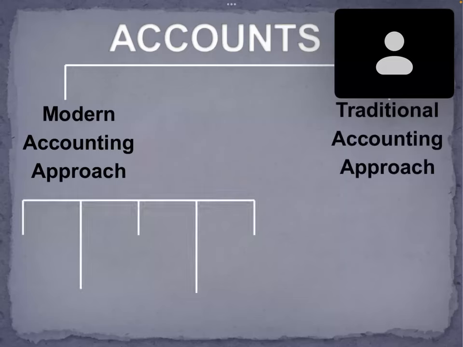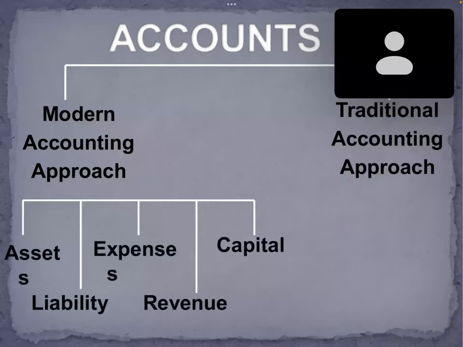So under the modern accounting approach, we have categorized all the accounts into five categories. There are five types of account as per the modern accounting approach, and that includes the asset account, liabilities, expenses, revenue, and capital. That means if we want to prepare the account, it could be either the asset account, expense account, liability, revenue, or capital account. So all the transactions can be broadly classified into five categories or five types of account.